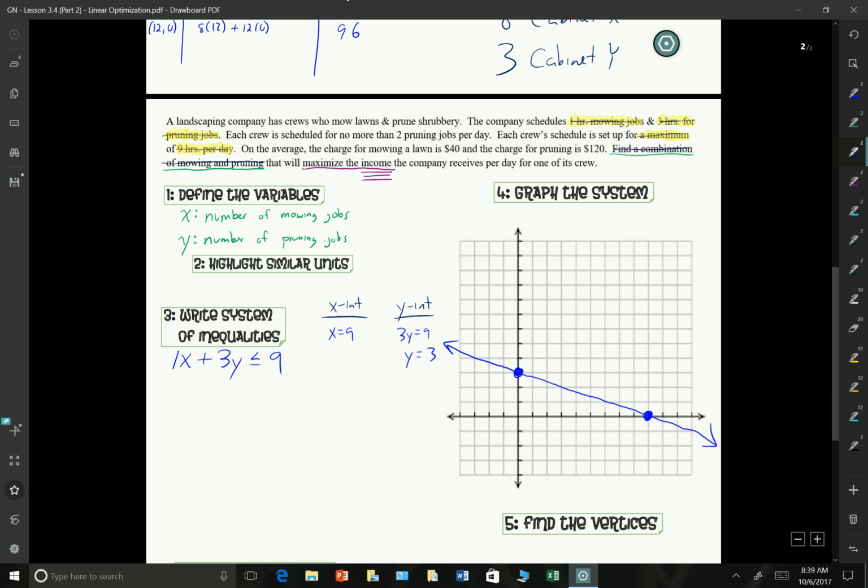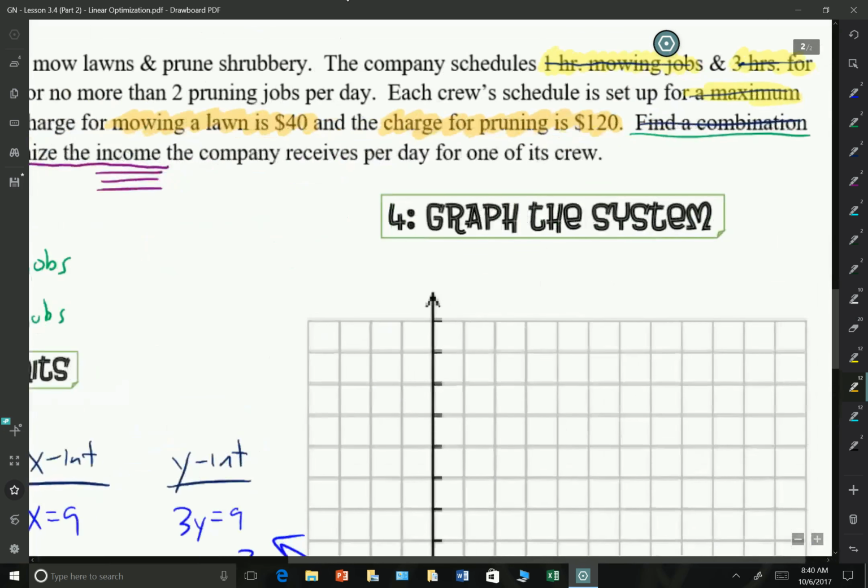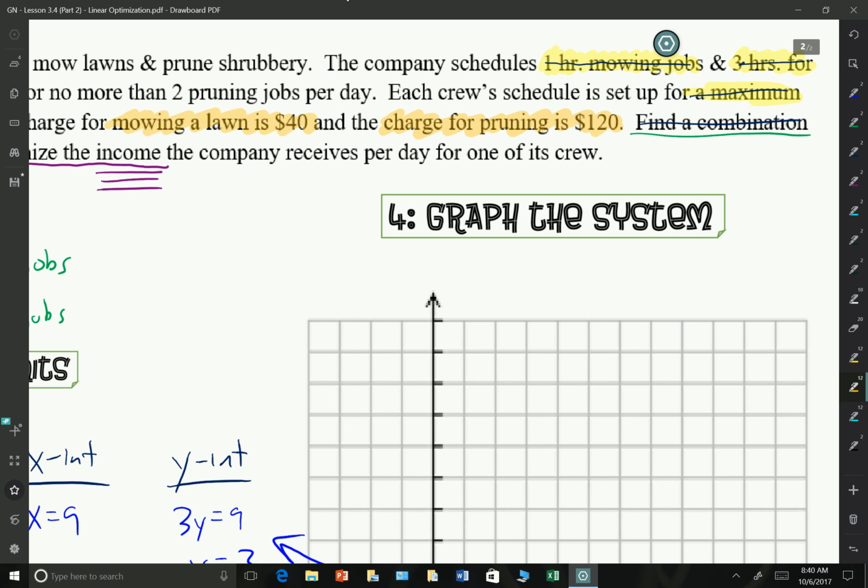What other units do I have? Money. Third. Money, let's look at that. Charge $40 for mowing the lawn. Charge $120 for pruning the lawn. So I have dollars for mowing, dollars for pruning, so I need my total. What's my total?